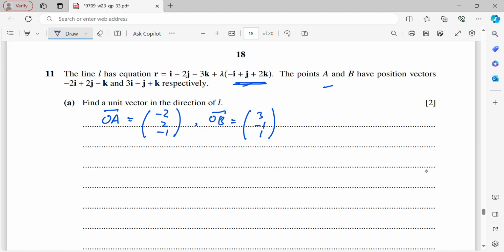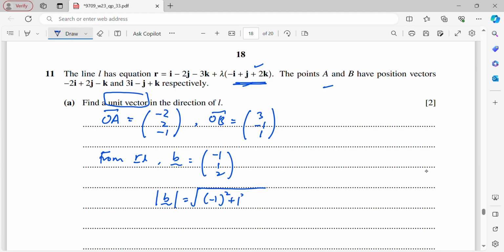Right. So now I will write from r L. The direction vector b is negative 1, 1, 2. We get it from here. Since it is mentioned unit vector, that means we have to divide by its magnitude. So the magnitude of b is the square root of negative 1 squared plus 1 squared plus 2 squared. That means you are getting square root of 6.